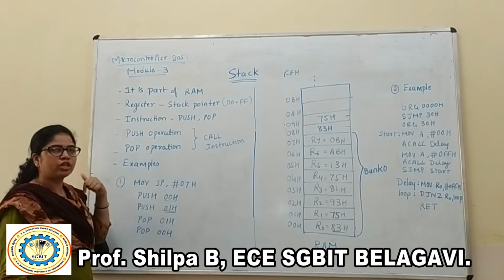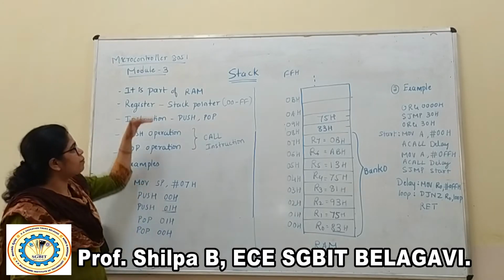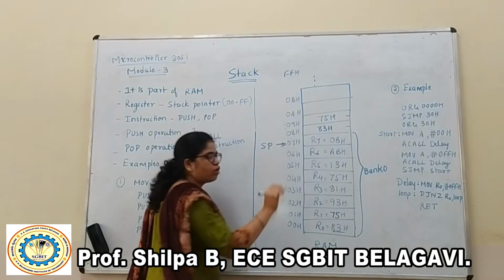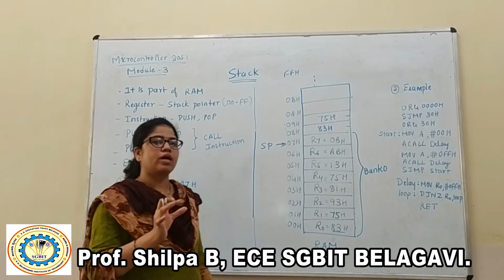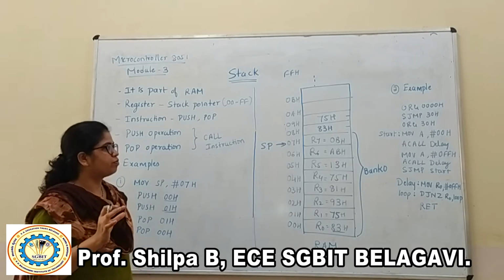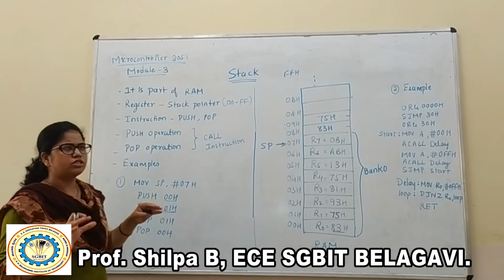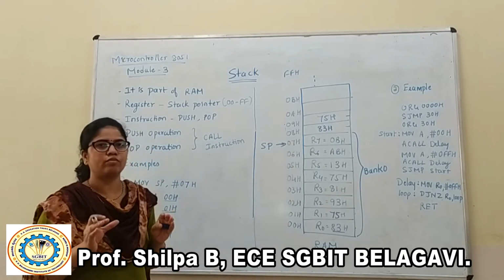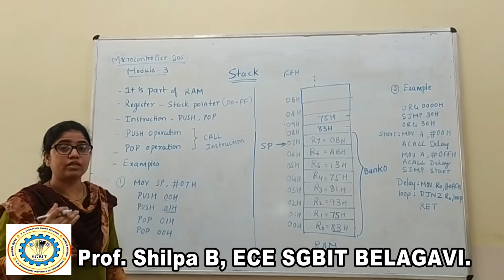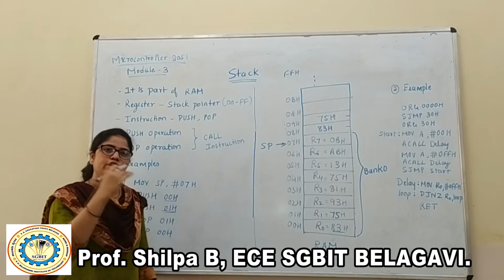We'll see these push and pop operations with the help of one example. I told you your stack pointer points at 07H of your internal RAM by default, at power up or in reset condition. There is no restriction that you have to start from 07 itself. When you write the program, you can change the address where your stack is going to begin, and that should again be within 00 to FF.